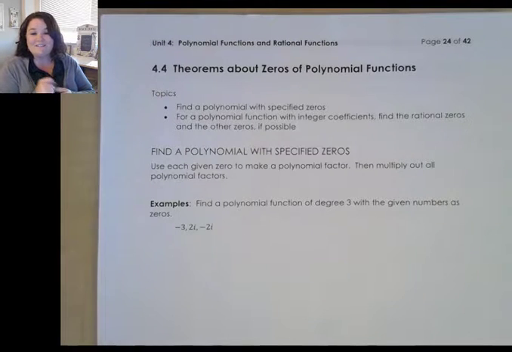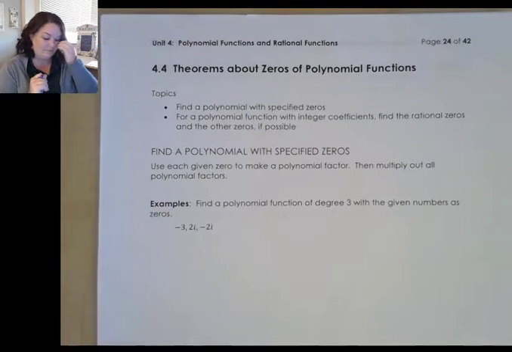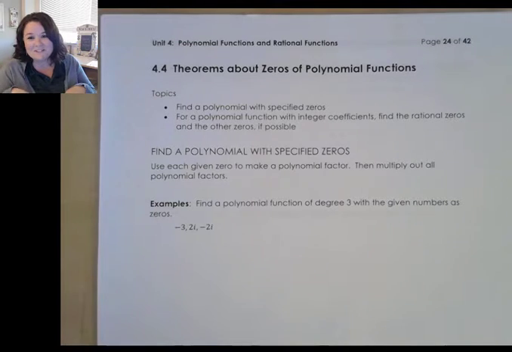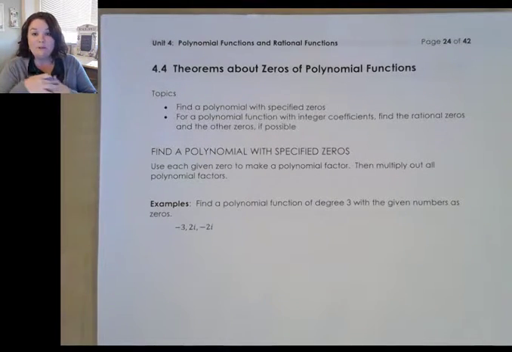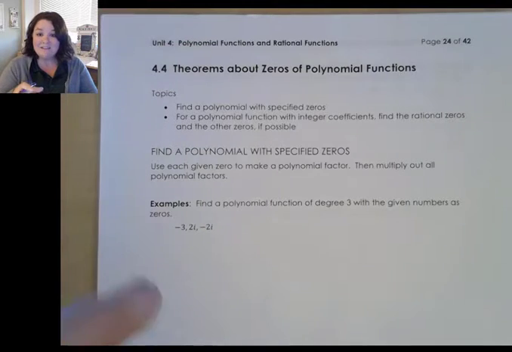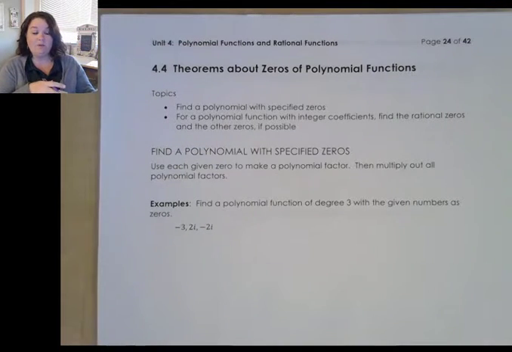Alrighty, so we are going to start section 4.4. Well, we're going to do the whole thing. We're not just going to start it. 4.4 is all about being able to build a polynomial given the zeros, or if we're not given the zeros, being able to take a polynomial and break it down into its factored form and find the zeros.